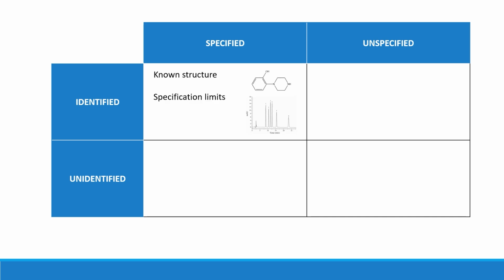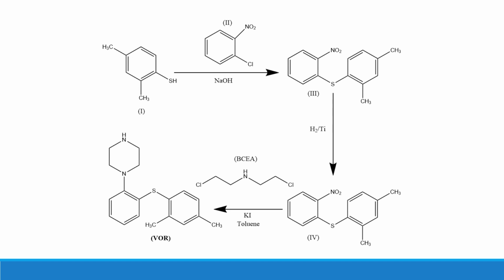The first group are the specified and identified impurities. You know the structure, and you know you have to test for them against a defined limit. As the synthesis reaction of VOR is known, all intermediates which are likely to be present at the end of the synthesis reaction are specified and also identified, as we discussed previously, Roman number 4, for example.